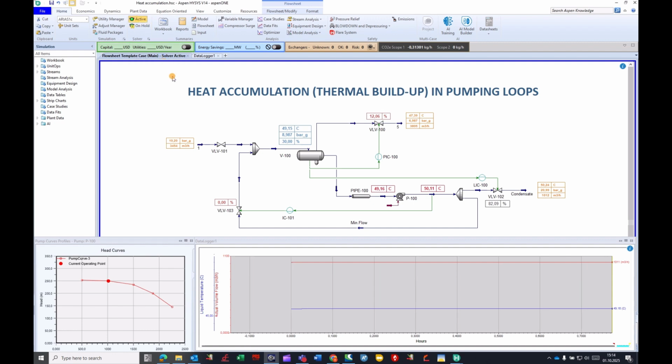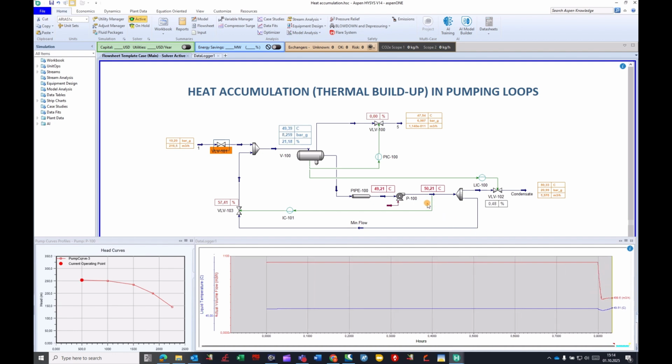Let's start the investigation. I will run the simulation. And first, I do the reduce production. So I artificially manipulate the control valve just to show the reduced flow to the system.